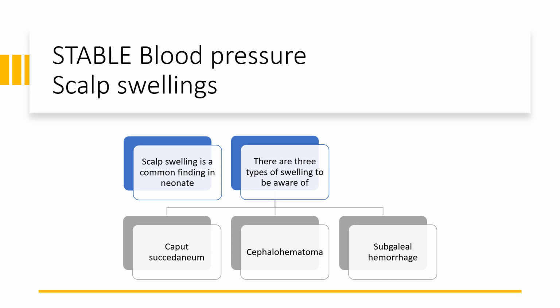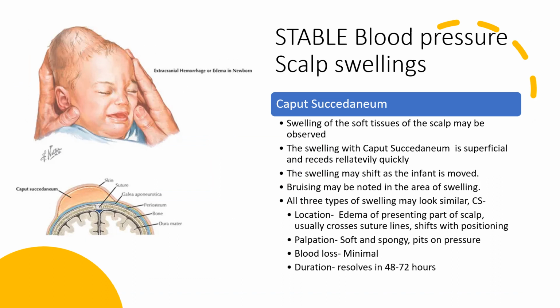All right, as I was saying, the scalp swellings. A common finding in neonates, we have 3 different types. We have caput succedaneum, cephalohematoma, and a subgaleal hemorrhage. There's one that's really bad. The other 2 are okay. AKA cone heads. All right, here's where we start.